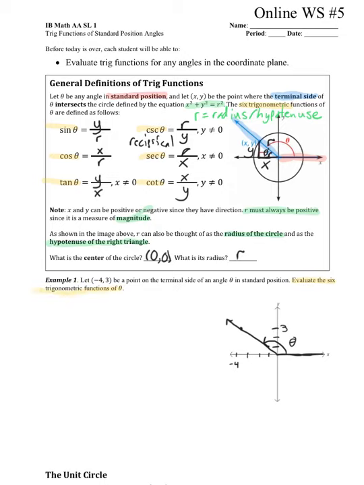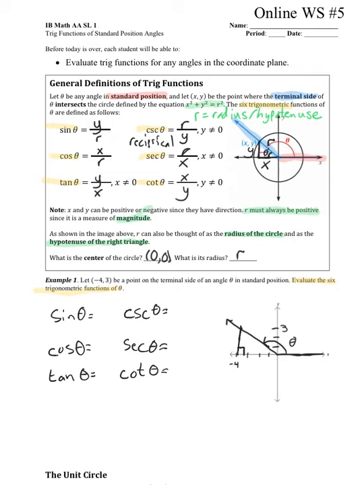From here, now we're going to evaluate the 6 trigonometric functions. That means we want to evaluate sine of theta, cosine of theta, tangent of theta, all 6 of them. In order to evaluate those 6 trig functions, we're going to draw a line straight down, and that's going to form our right triangle.